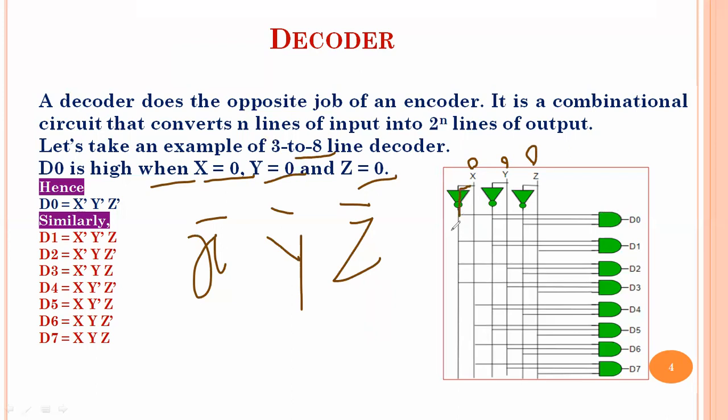Now the line will be activated up to this point. So it is 0. When the complement is taken, we have 1 here, 1, and here 1. So this D0 will get clear.